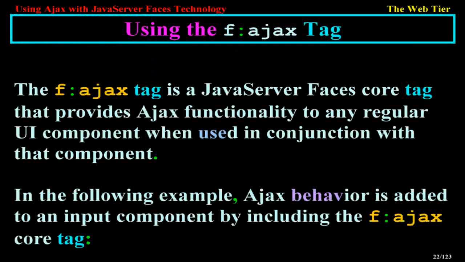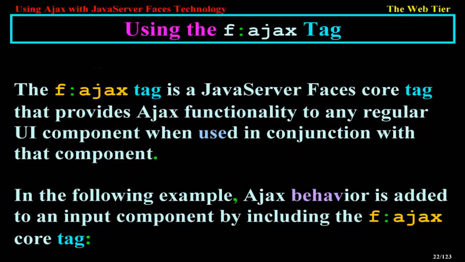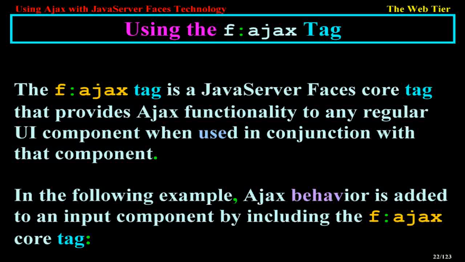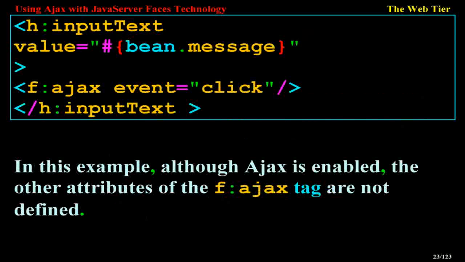Using the Ajax tag. The Ajax tag is a JavaServer Faces core tag that provides Ajax functionality to any regular UI component when used in conjunction with that component. In the following example, Ajax behavior is added to an input component by including the Ajax core tag: <h:inputText value="#{bean.message}"> <f:ajax event="click"/> </h:inputText>. In this example, although Ajax is enabled, the other attributes of the Ajax tag are not defined.